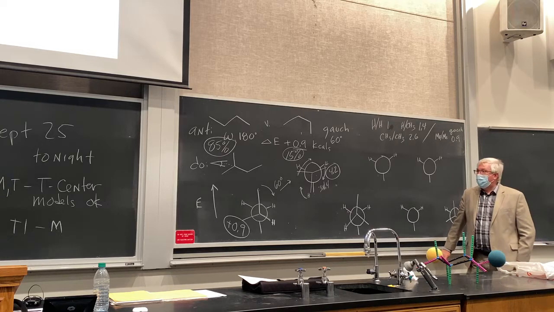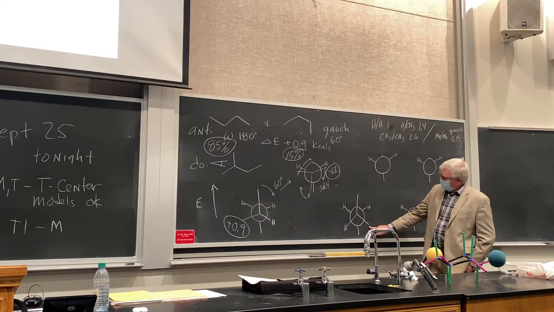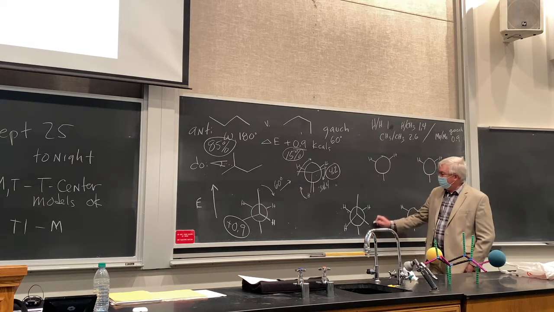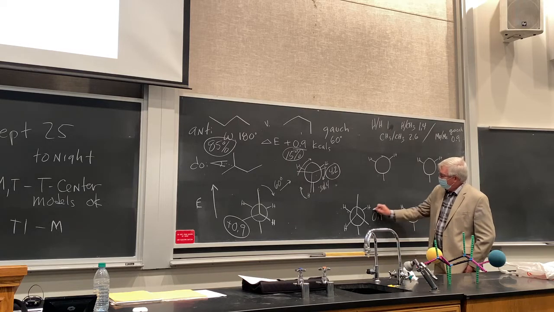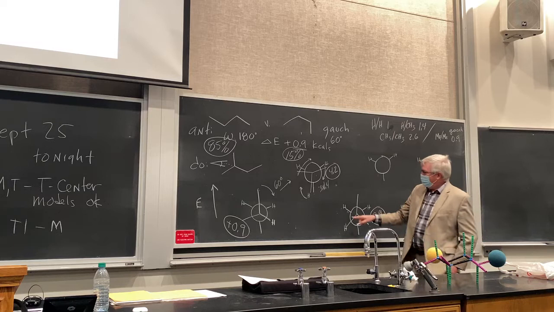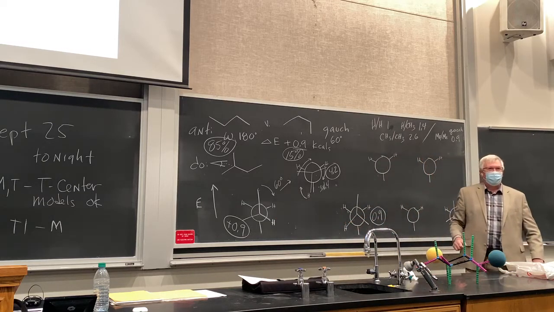And how much energy does it have relative to the others? Let's see, staggered, staggered. What do we have here? Another gauche. So what's the overall energy here? 0.9. Okay. So, in fact, they're the same. These 2 conformations, you'd say here, right? Just the one gauche. Yes, please.